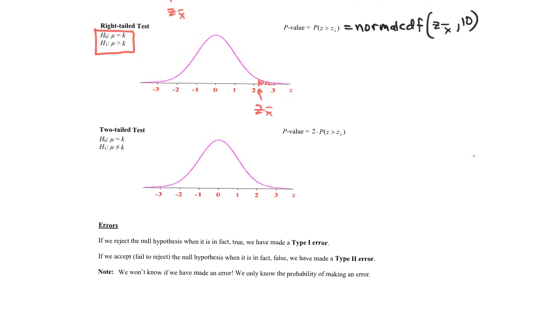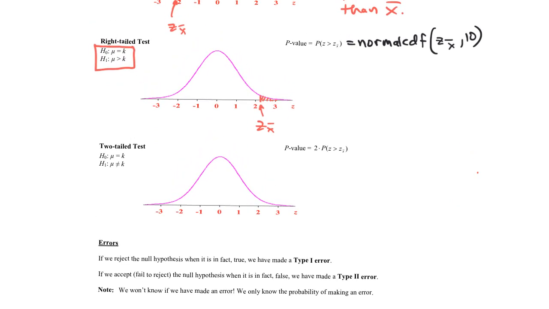So let me make a note of something else. Again, in this case, here's our p-value. So right-tailed test, the p-value is the area under the curve in the right tail. And, of course, it's also the probability of getting the sample that we got if the null hypothesis is true.